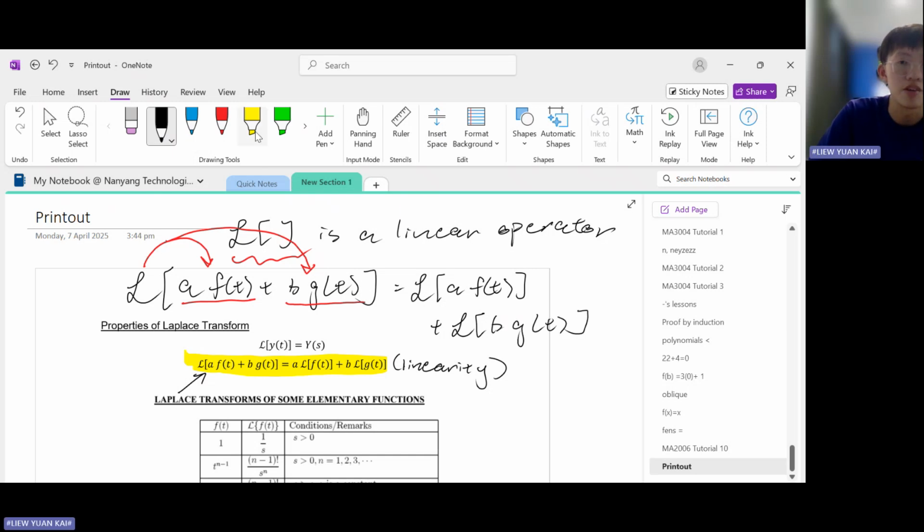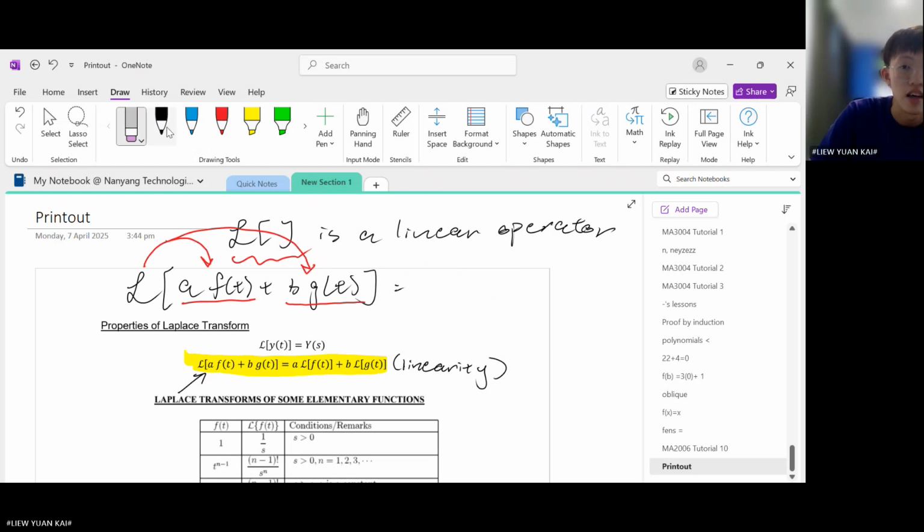And then what you can further do, since these two are constants, is pull them outside the Laplace transform. So what you get at the end of the day is a times the Laplace transform of f plus b times the Laplace transform of g.